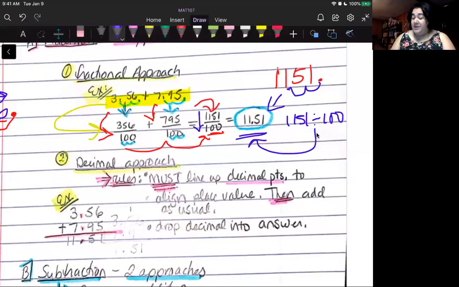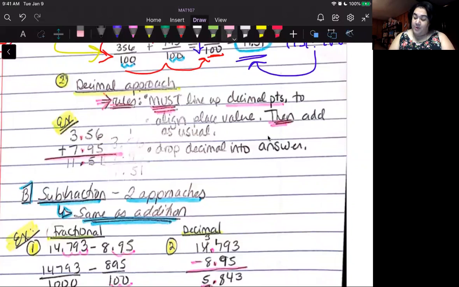But you're going to find that although being able to do this is important, most people do not choose to add decimals by turning them into fractions first. They prefer to use the second method, which is the decimal approach. Okay, and the rules for the decimal approach are simple. You must line up the decimal points to align the place values. And then all you have to do is add as usual and make sure that your decimal point is in your answer. As you can see here in this example, we took the same example again.